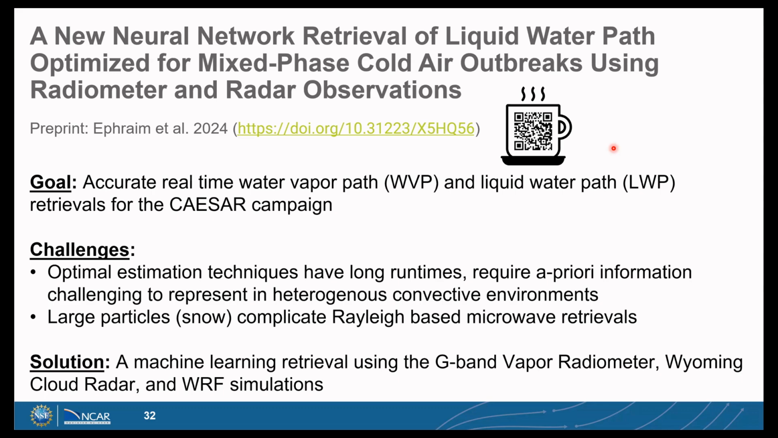We use the GVR, the G-band vapor radiometer. And so the challenges with using this to retrieve these types of things are the optimal estimation techniques, as well as large particles like snow that complicate the retrieval. Okay, so the solution is to use this GVR instrument as well as the Wyoming Cloud Radar, WRF simulations, and a machine learning algorithm.